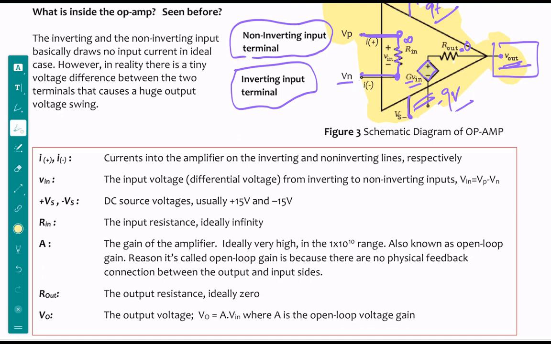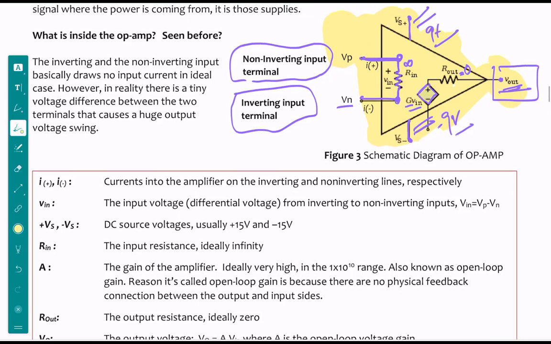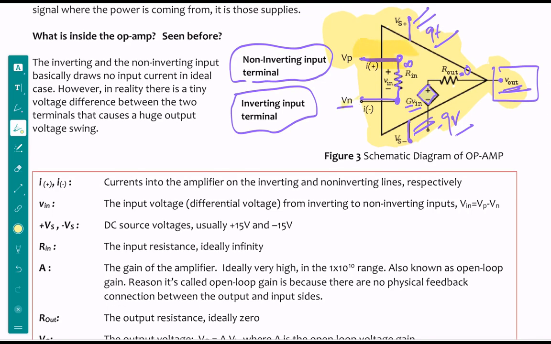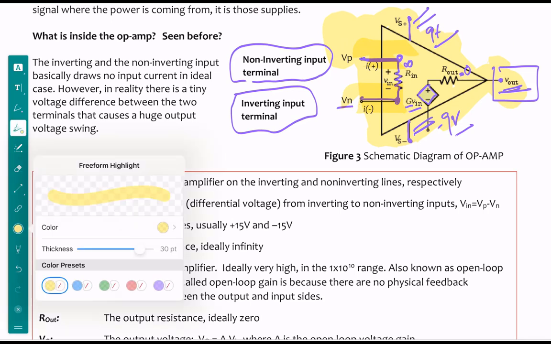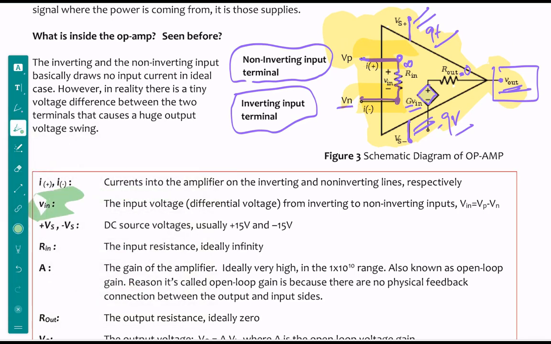Some notations right here. What are I plus and I negative? Those are basically the currents going into the input of the amplifier. Vin, we already talked about that. That's the voltage across this resistor right here. You have V+ and V-, those are the two power supplies. Usually they range between +15 and -15. Again, in the case of +15 and -15, the output voltage is going to be between this range. It cannot exceed that.